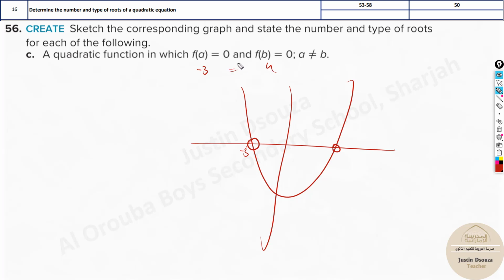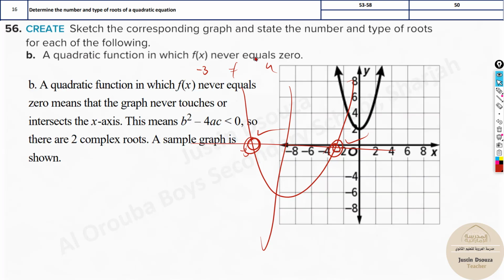Are these two equal? No, they are not equal. You're having two separate solutions, isn't it? This is what it means. You're having one solution, two solutions. That means you're having two real solutions. That's it. Because whenever you have f of a equals 0, that's a solution point. Let's look at the previous problem. They told us this is not equal to 0.